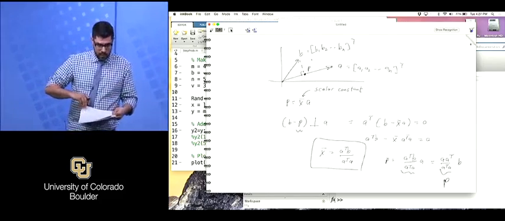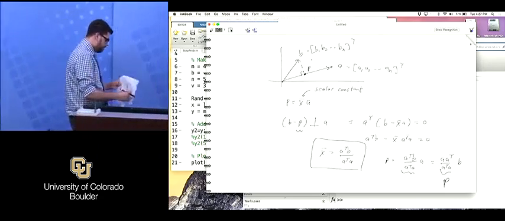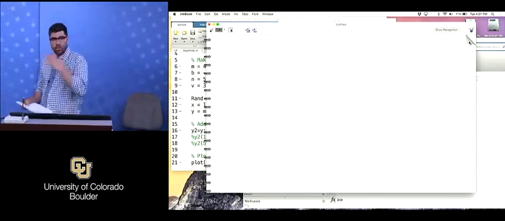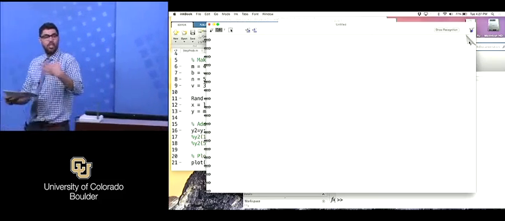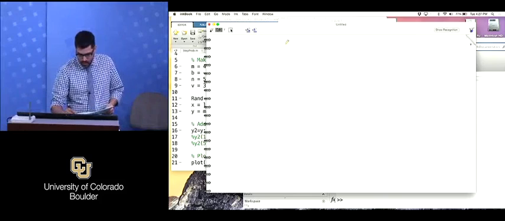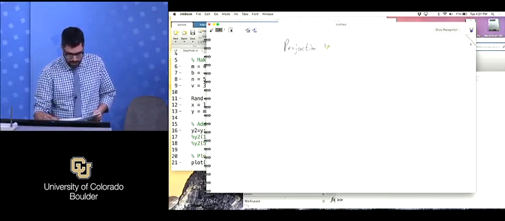So let's go back to least squares. All right? So least squares turns out to actually be a projection, and I'm going to prove it to you. So projection and least squares.